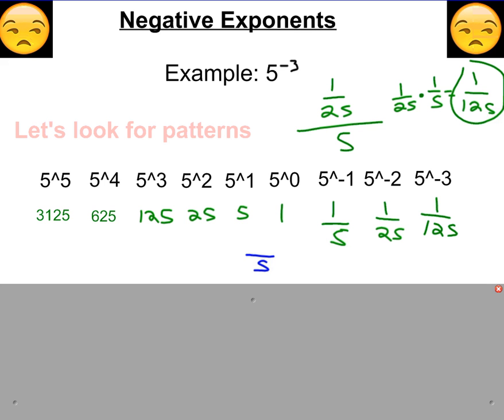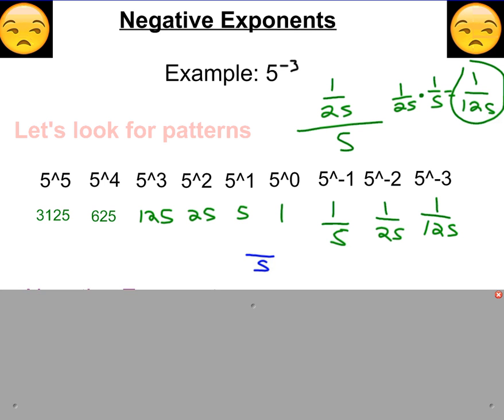Okay? Now, I don't know if you recognize this, and maybe you did, maybe you didn't. I hope you did. But really, 5 to the negative 1st power is the same thing as 1 over 5 to the positive 1st power. 5 to the negative 2nd power would be the same thing as 1 over 5 to the positive 2nd power, because 5 squared is 25. So it's really 1 over 25. This one is 1 over 5 to the 3rd power.